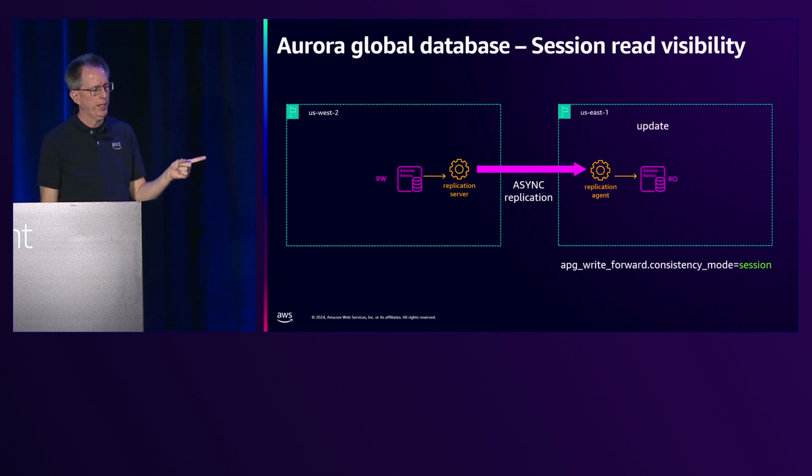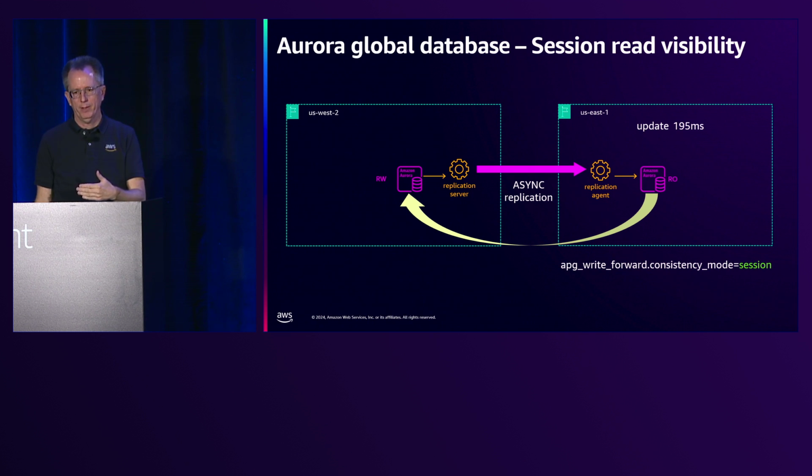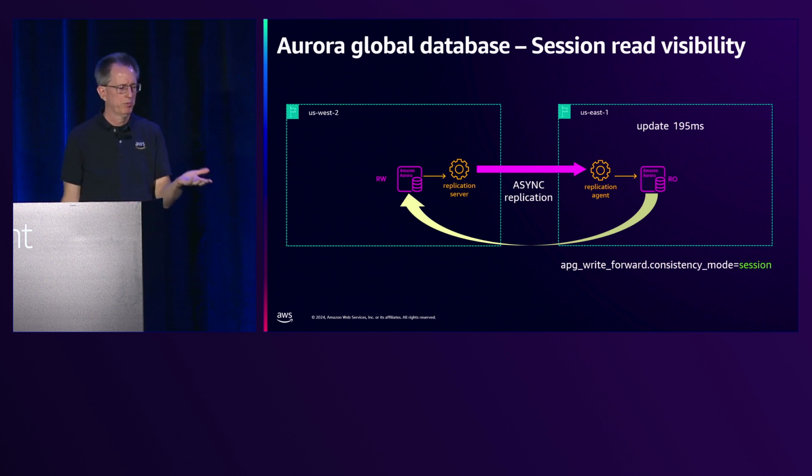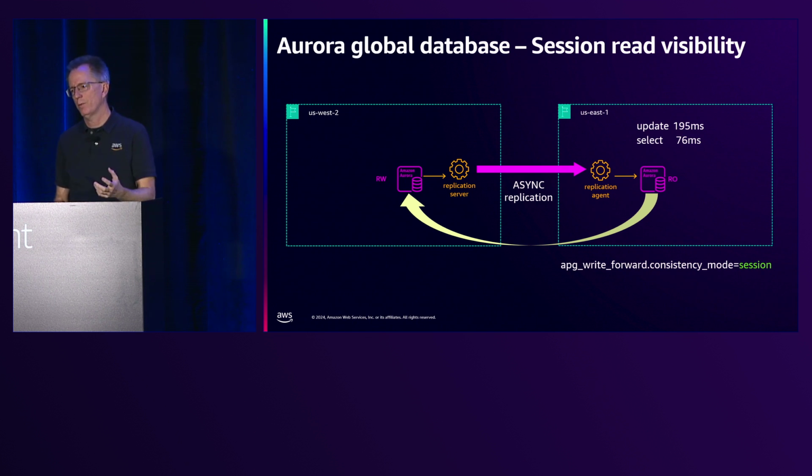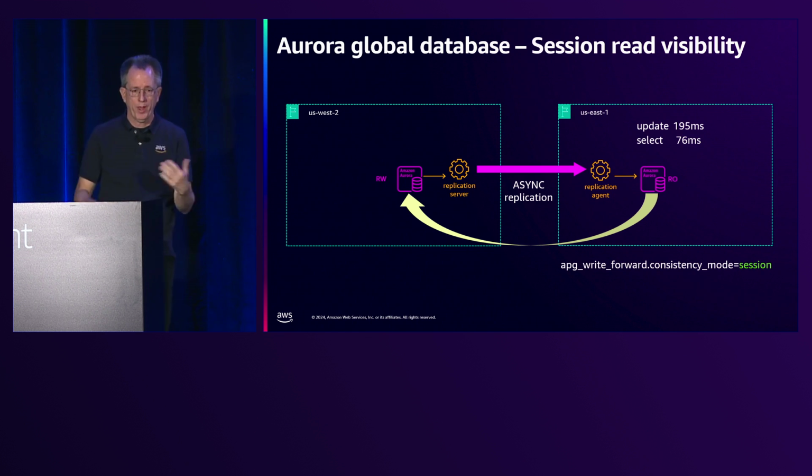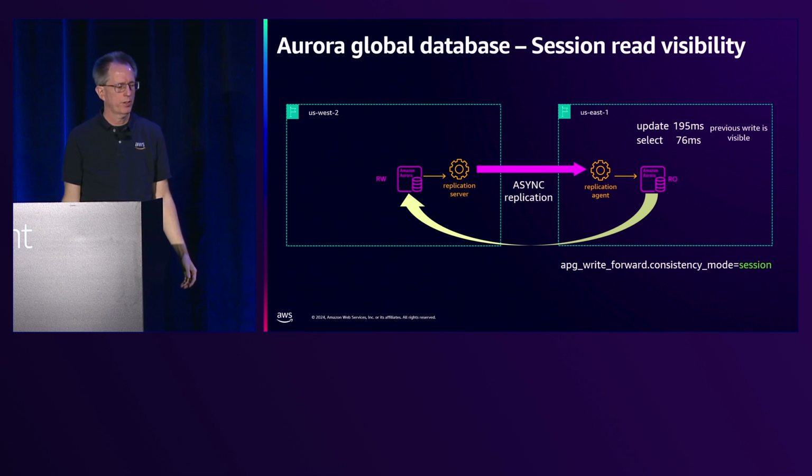So if I do an update, it's going to get forwarded over, and I have to wait for that to come back, and I get 195 milliseconds. So not bad. This is across a pretty wide range, US East and US West. But my select has to wait for that propagation of my write to make sure that I'm there, right? So that I can read my own write. So this is going to take 76 milliseconds. So it takes a while for that replication to go across the country.